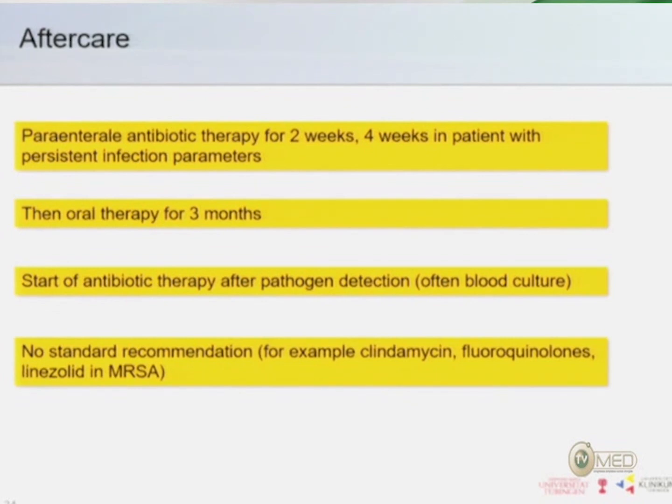And then what kind of antibiotics you use. There is no standard recommendation in the literature. In our clinic we use clindamycin or linezolid if we have a methicillin-resistant Staphylococcus aureus.